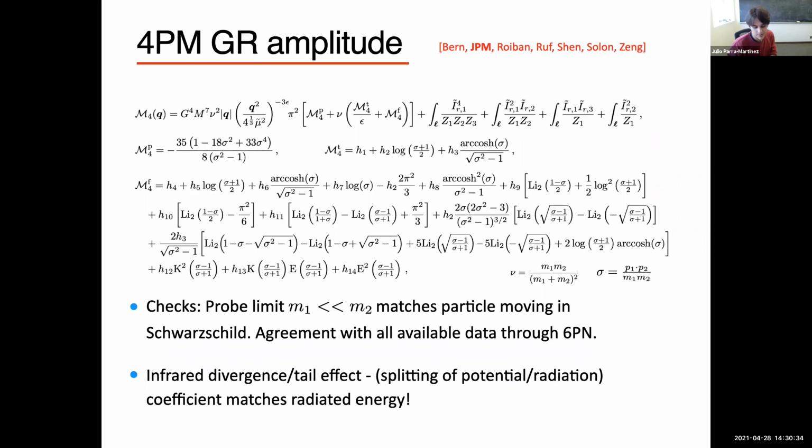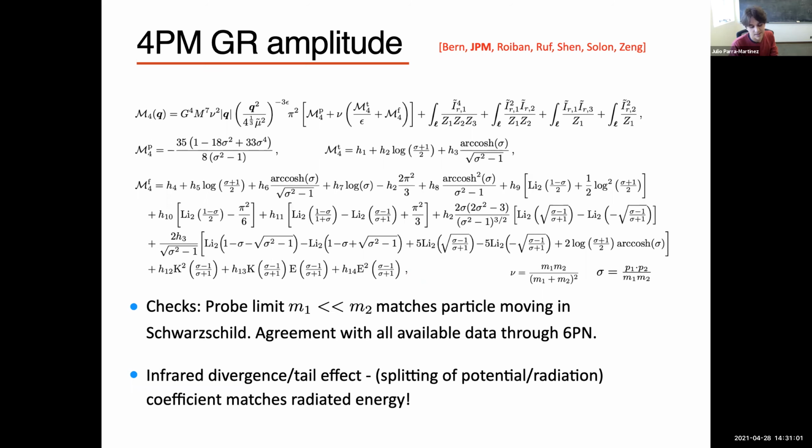GR is more complicated. The structure is the same. The only difference is now there's a probe part. So there's a piece here which is not suppressed by powers of the mass. So this is the variable that you take to 0 to go to the probe limit. So this you can calculate using the Schwarzschild metric. And okay, we agree with that in this probe limit. And the rest is more complicated. Now there's also some elliptic functions showing up, of the first and second kind.